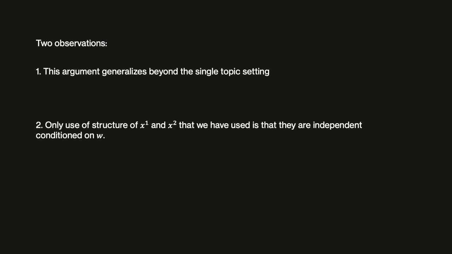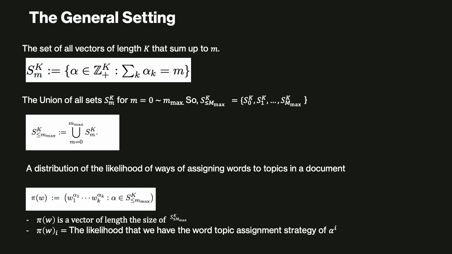So the authors make two observations here. The first point is that this argument can actually generalize beyond the single topic setting. And the second is that the only use of the structure of documents X1 and X2 that we have used so far is that they are independently sampled, conditioned on the topic vector W. So next we move on to the general setting where there's more than one topic for every document.